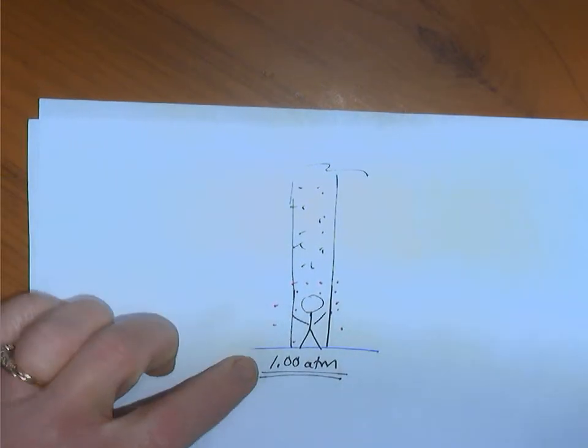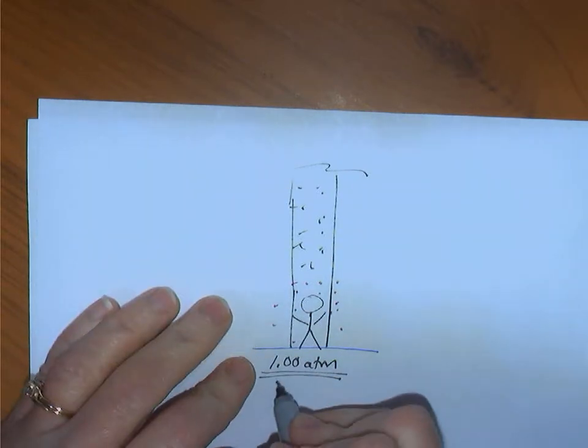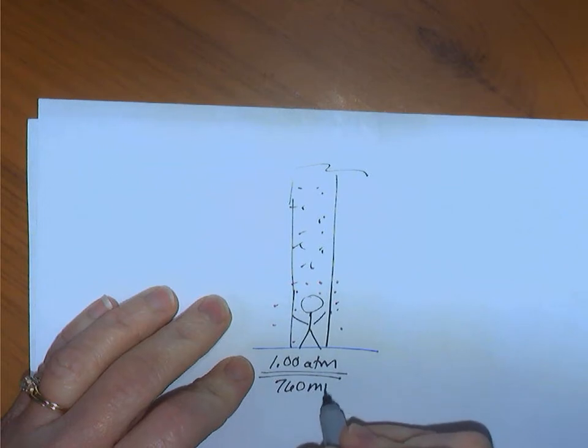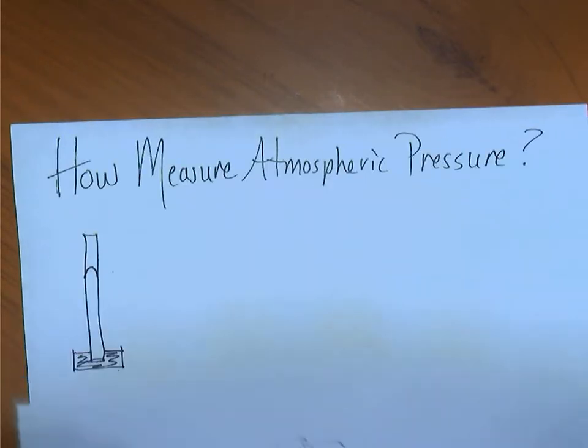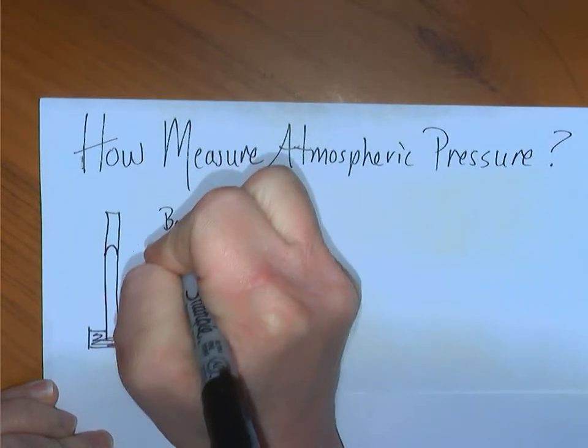So that's hard because we've always experienced atmospheric pressure, but at least that gives you some kind of idea of the numerical value. Now, of course, that would also be 760 millimeters of mercury. Well, how do we measure atmospheric pressure? We actually use a device called a barometer.